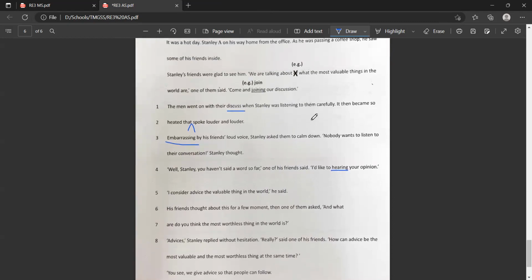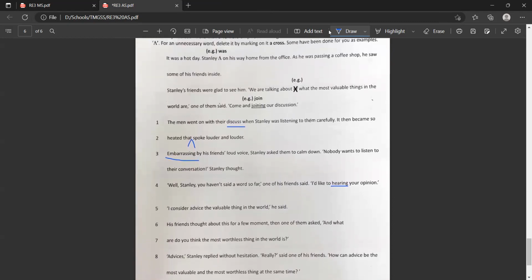So you look at the context again. You look at the situation again. What the most valuable things in the world are. So here, very simple, you add most. Okay. And you can't change the into a. Grammatically, that is correct. But you look at here, then this answer will not be correct. Okay. The most valuable thing in the world.